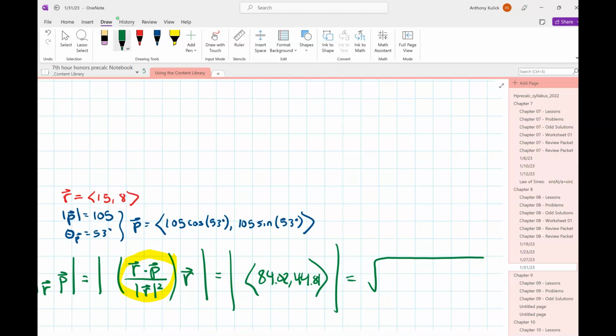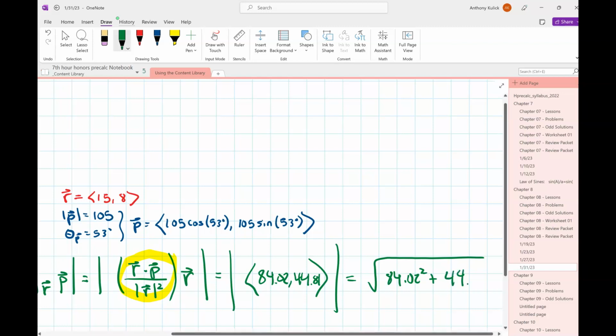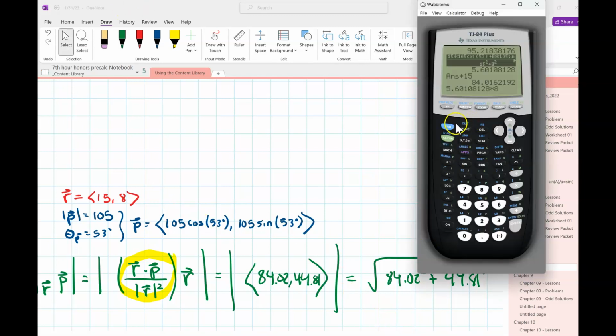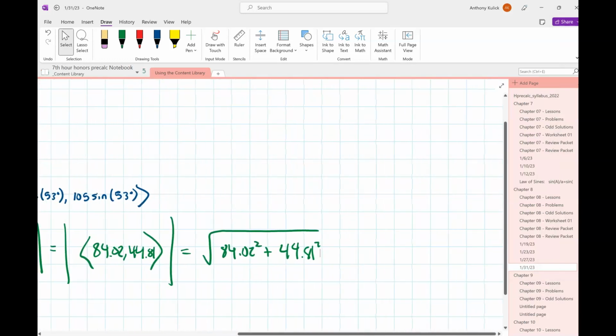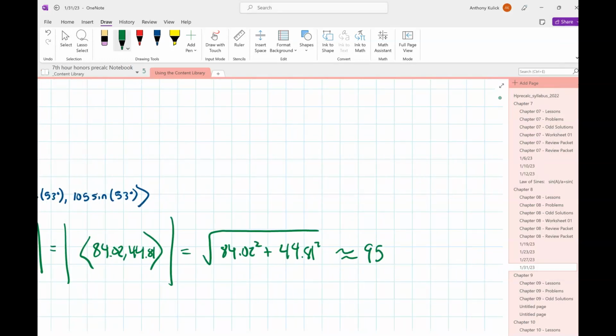And then my last step is just to do the magnitude. So that's just square root of x squared plus y squared. So it'll get me down here, square root. And then my x is that 84 number, and my y is that 44 number. And about 95.22. That should be my final answer.